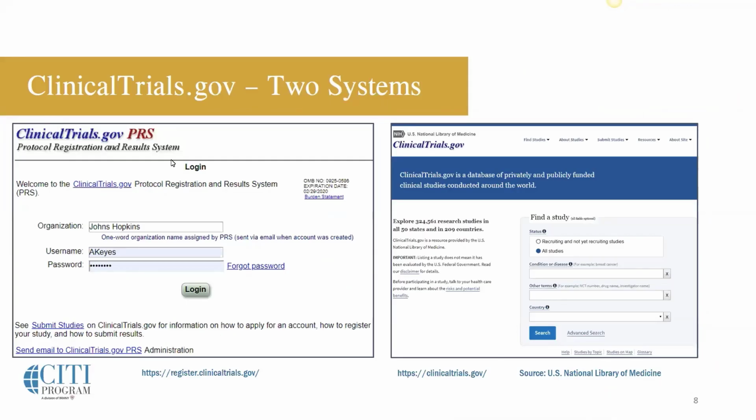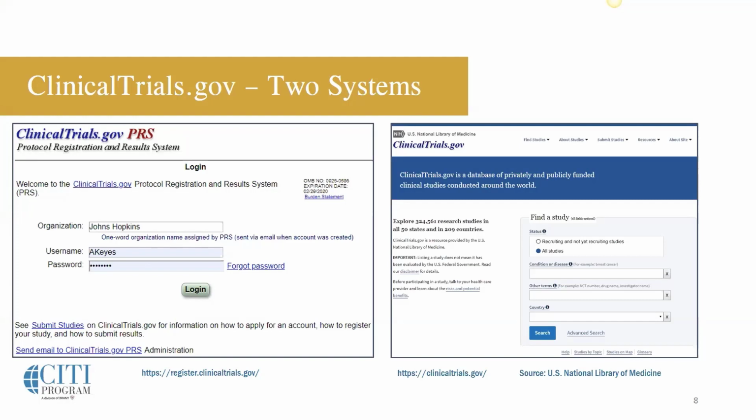So before we get started, I just wanted to make sure we understood the difference between the two different ClinicalTrials.gov systems. Many of you may be familiar with ClinicalTrials.gov, and that is a website available to anyone around the world. Now, if you have a PRS account, a Protocol Registration and Results System account, you actually go to register.clinicaltrials.gov with an organization and then username and password where you enter information into the PRS.